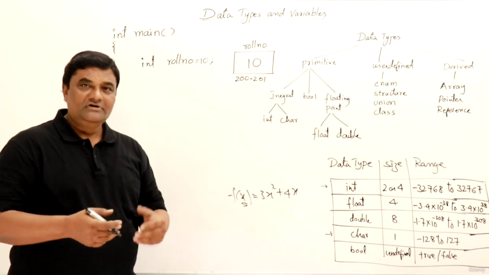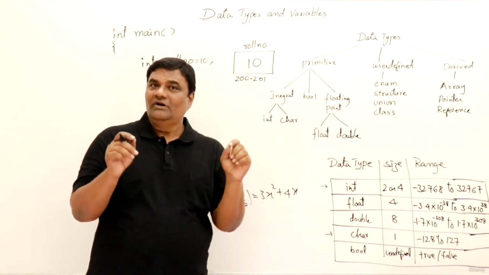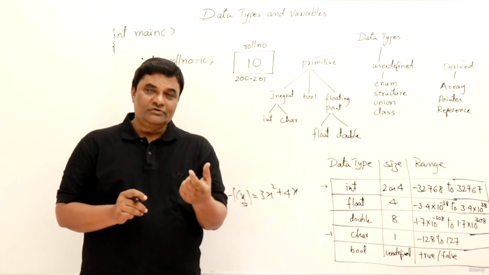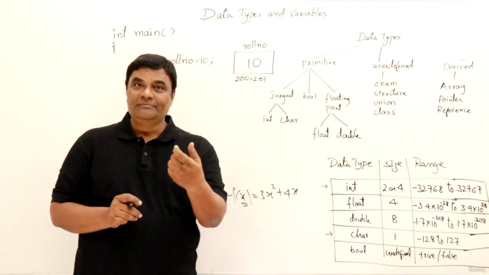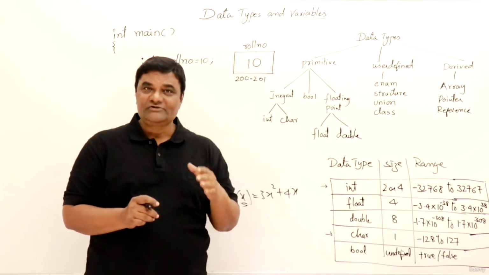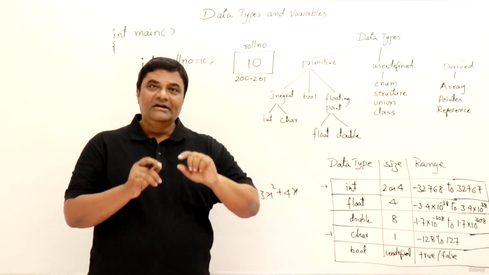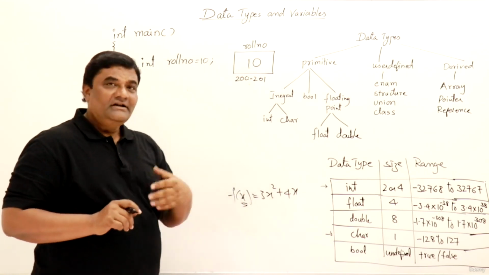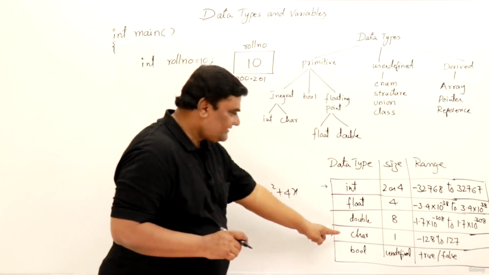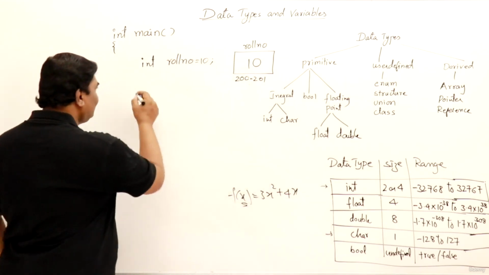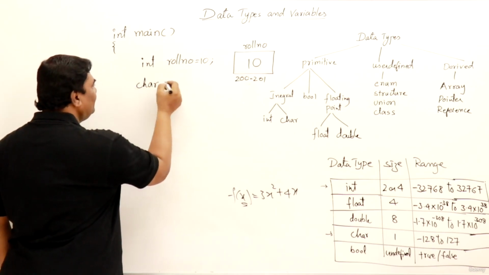Now, a little more. Suppose I want a variable to store a section or group: group A, group B, group C, like this groups are there. So I want to store the group name. Group name is A or B or something. So which type of variable should I take? Character type. Okay, declare a variable of character type: char group.